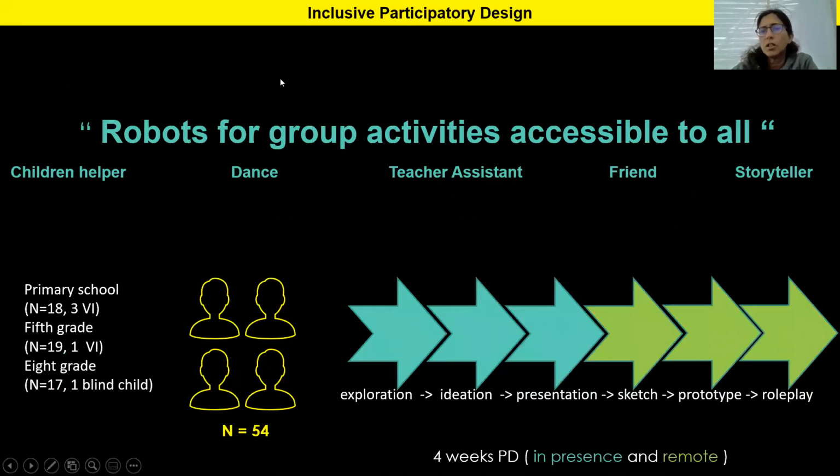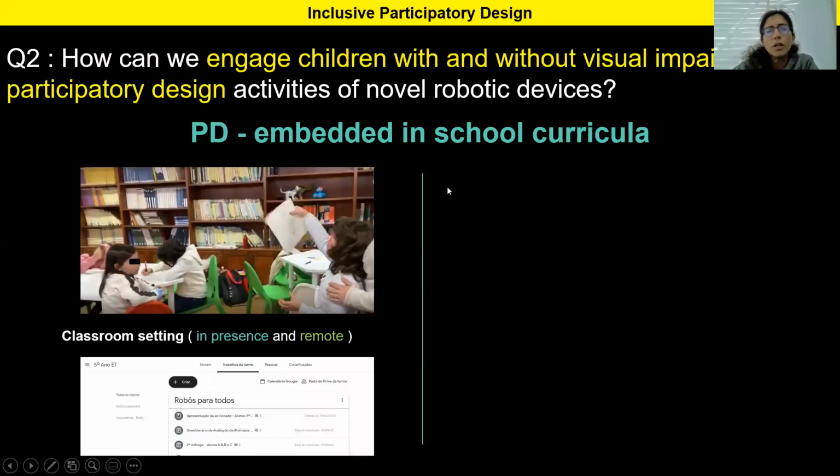And we started an inclusive participatory design with 54 children in groups of 4 that wanted to create robots for group interaction accessible to all. The first 4 weeks were in presence and the last sessions were remote, and we had 3 classes of children with different ages. What were the key takeaways from participatory design?